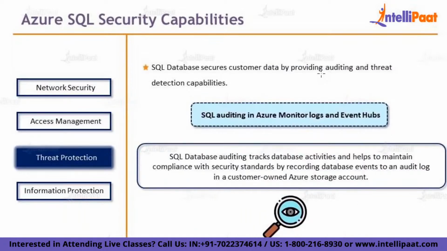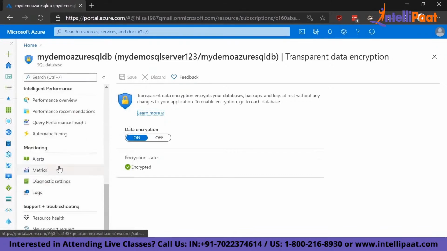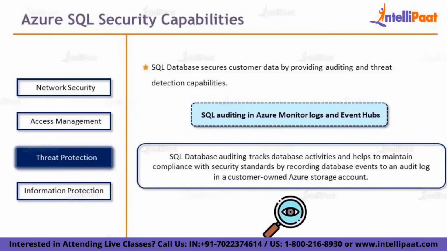Then this is about SQL auditing in Azure Monitor and Event Hub. This is nothing but this option. Where did that option go? You see here the alerts, metrics, diagnostic settings, and logs. So what's going to happen is, let's take a scenario.